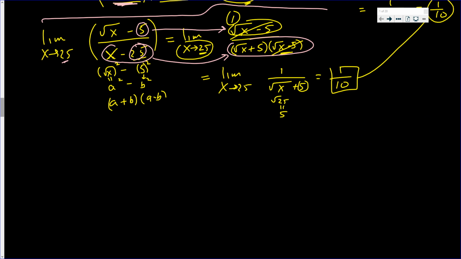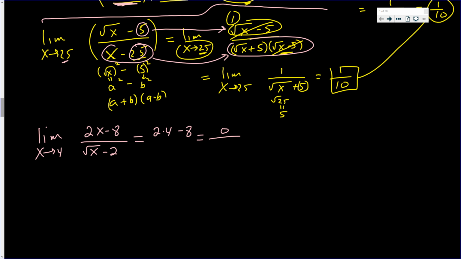Okay. How about you have the limit as x goes to 4 of 2x minus 8 over the square root of x minus 2. 2 times 4 is 8, minus 8, that's 0. And then the square root of 4 is 2. Square root of 4 is 2. 2 minus 2 is 0. That means we have to determine what this is.